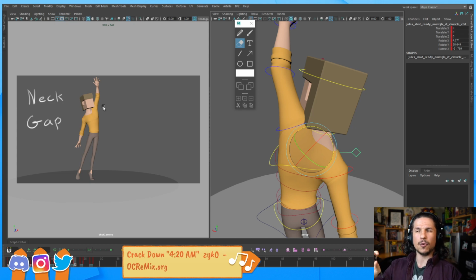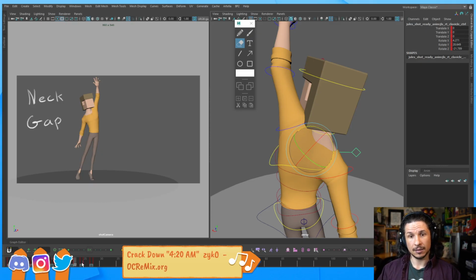This is probably one of the more common ones I see, especially on more advanced posing. Even with more advanced posing, I see this issue happening quite a bit where it's just not pushed enough.